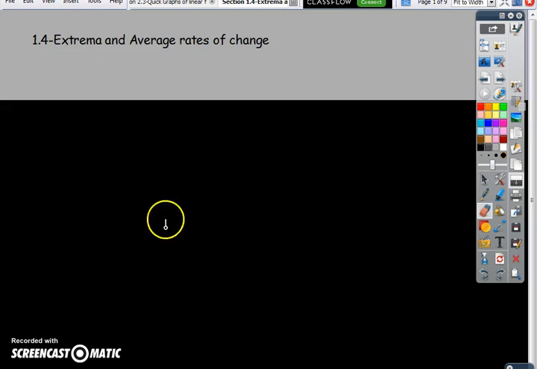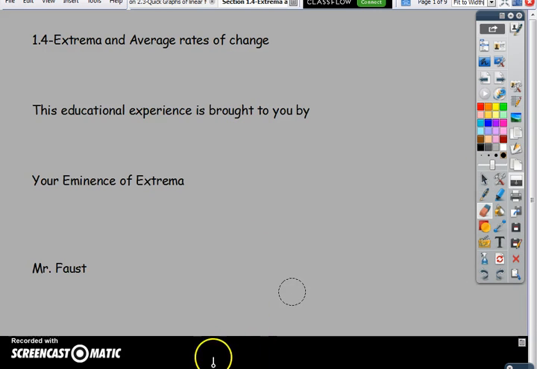Alright children, welcome to the next wonderful lesson we're going to do, and that lesson happens to be section 1.4, Extrema and Average Rates of Change. This educational experience is brought to you by your eminence of Extrema, that'd be me, Mr. Faust. So we're going to take some notes on what it means to be Extrema and different rates of change.